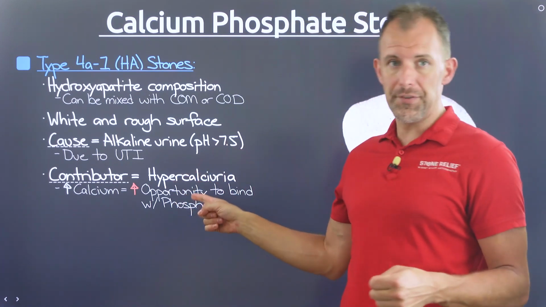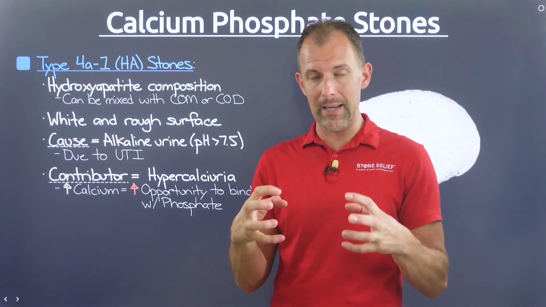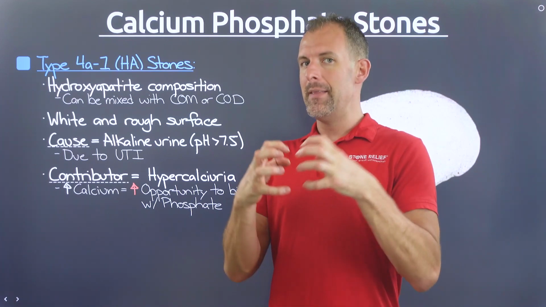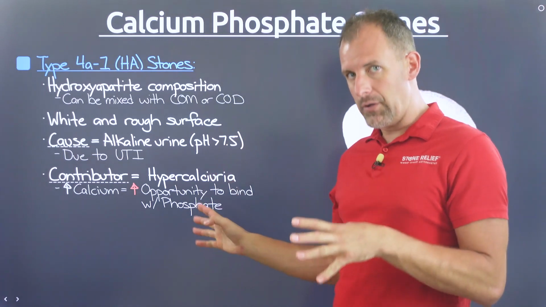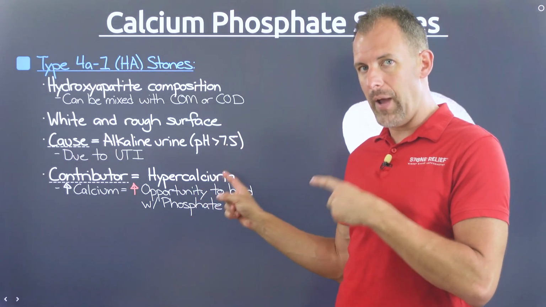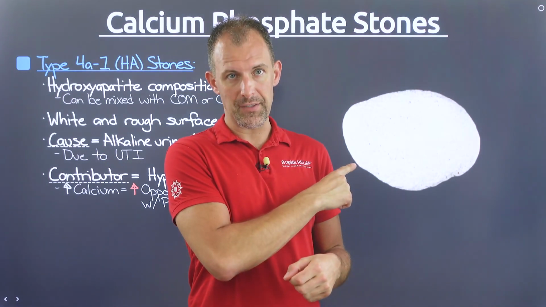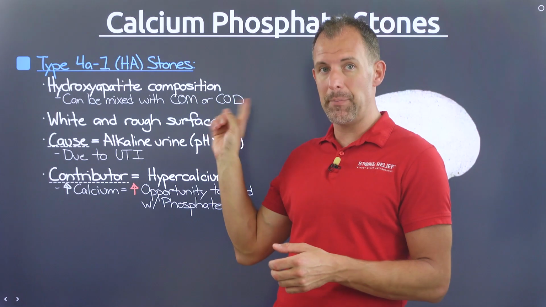So the more calcium that you have floating around free, unbound, not tied to anything else like a phosphate ion or an oxalate ion, the more potential it has to bind with things. So the more of it you've got floating around in alkaline urine, the more opportunity you have for it to bind with phosphate to kick out this kind of stone. Stick around for the next chapter and we'll talk about the next type of hydroxyapatite calcium phosphate stone.